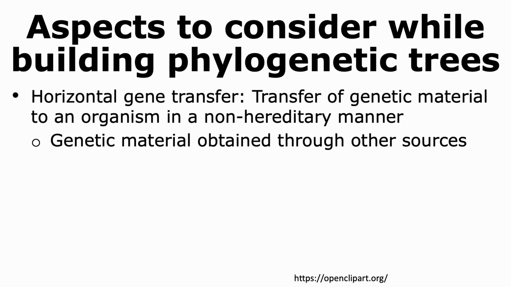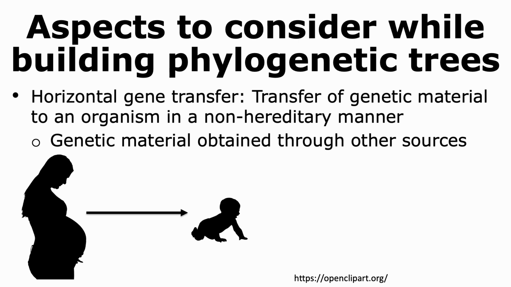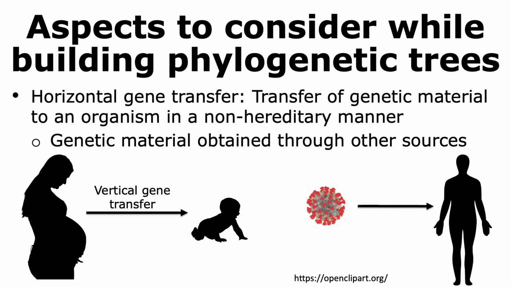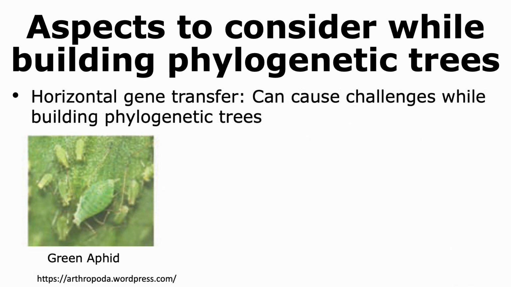Horizontal gene transfers can also cause challenges while building phylogenetic trees. When we have the inheritance of genetic material from parent to progeny, that is an example of vertical gene transfer. In the case of horizontal gene transfers, genetic material is obtained through other sources rather than inheritance. In this example, we are able to see a horizontal gene transfer when a virus has infected a human and has incorporated its genome into that human.